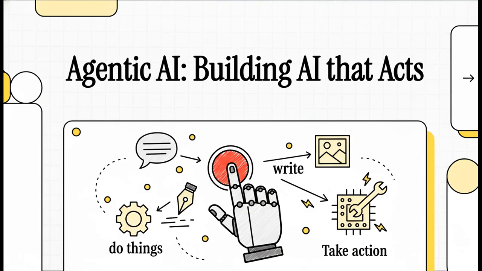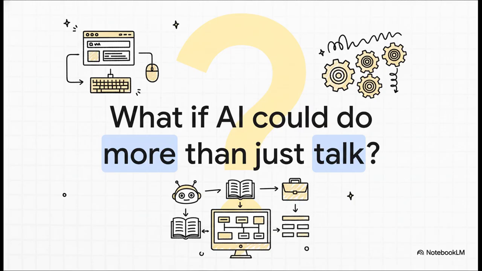We're all getting pretty used to AI that can chat with us, write an email, or even whip up a cool image. But what if AI could actually do things? I mean, really take action? Well, that's exactly where the cutting edge is headed. And today, we're going to break down how you actually build an AI that doesn't just talk the talk, but walks the walk. So I want you to just think about this for a second.